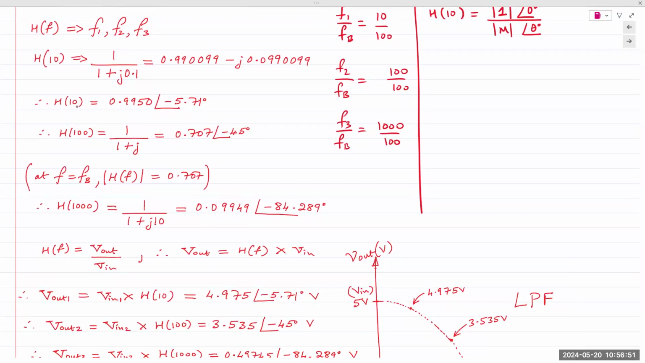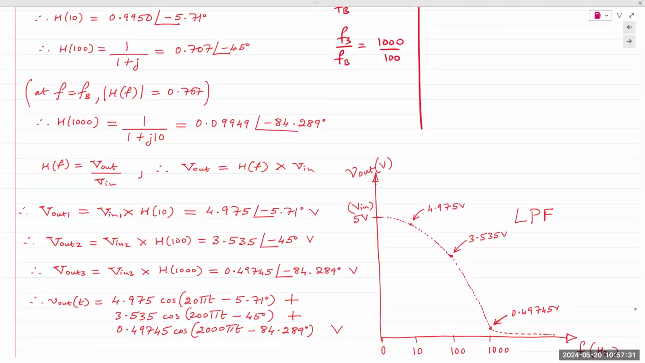And then H of 100 is 0.707 with an angle of minus 45. This will always be the case when your input frequency is equal to your break frequency, because you would get FB over FP, which is 1. So you would always have 1 plus j in the denominator. So your magnitude at break frequency is always 70% of the input voltage. Doesn't matter what kind of filter it is, whether it's low pass, high pass, RC, RL, it does not matter. It will always have a magnitude that is 70% of the input.